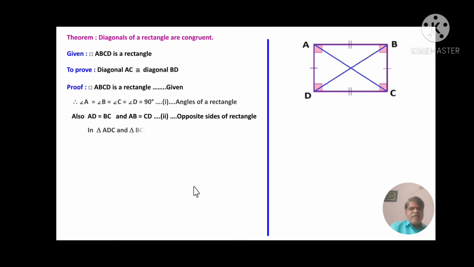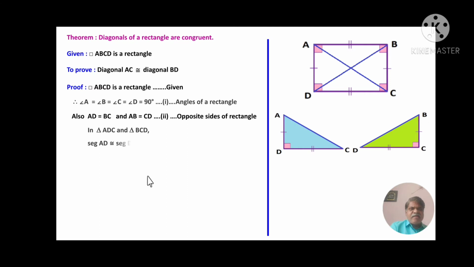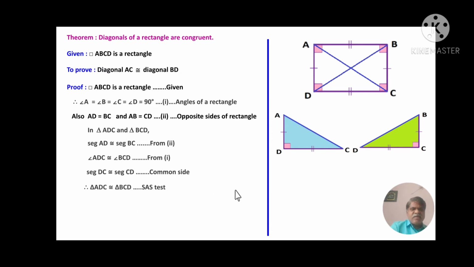In triangle ADC and triangle BCD, we will extract these two triangles from the above rectangle. These are the two triangles shaded with blue and yellow, green color. These two triangles we have to show congruent, and we follow 3 steps. Segment AD is congruent with segment BC, from statement number 2. Angle ADC is congruent with angle BCD, from statement 1. Segment DC is congruent with segment CD, that is the common side. Therefore, we can say that triangle ADC is congruent with triangle BCD by SAS test of congruency.